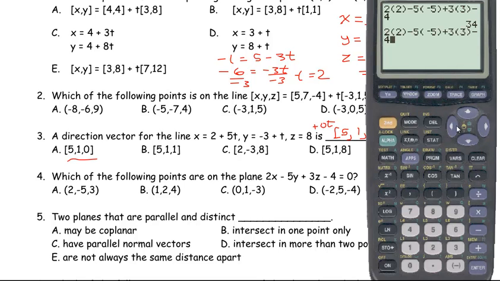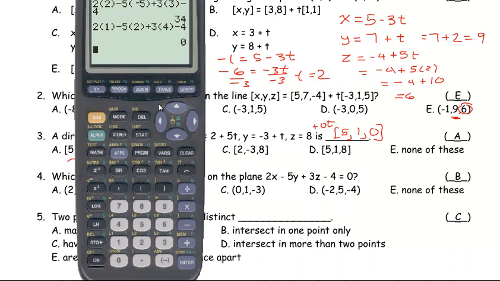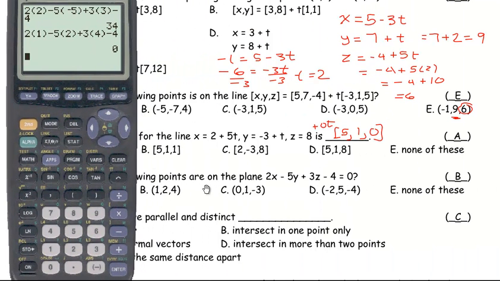So then we would go to another point. And so 1, 2, 4 I'm going to check now. So I'm just going to go back and edit 1 there. And I'm going to change that to 2. And then 4 is my z-coordinate. And that is 0. So 1, 2, 4 does satisfy the equation of the plane. So that would guarantee me that that point is on.